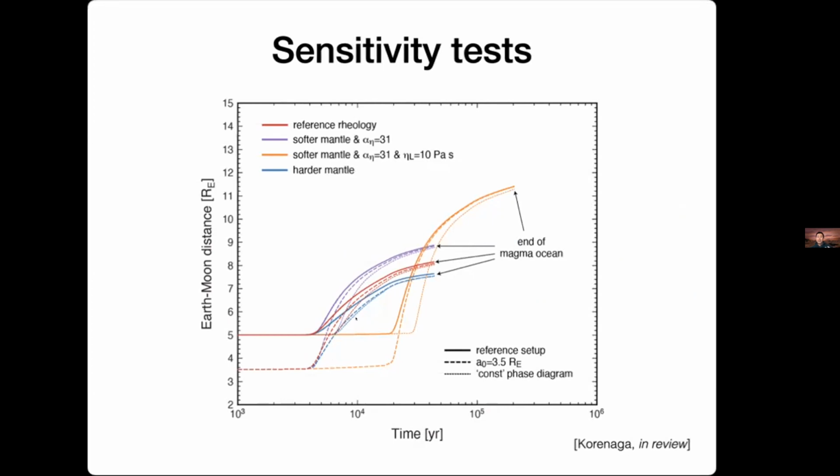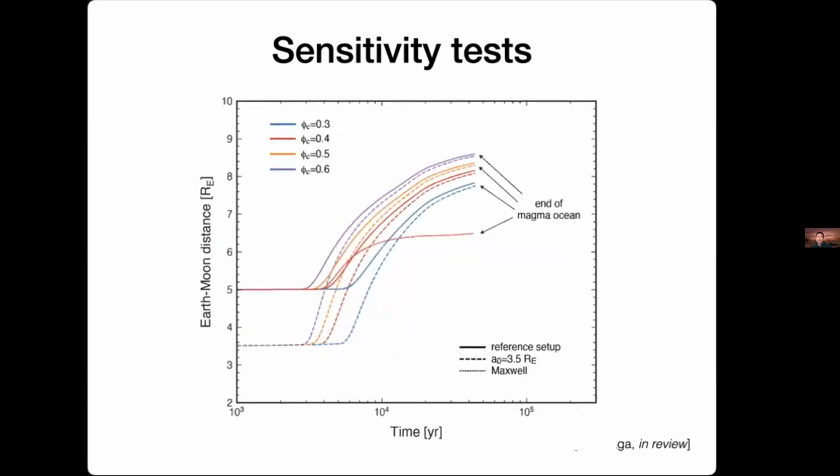So in general, greater recession requires weaker mantle rheology or higher melt viscosity. But even if we make the mantle as soft as possible within these uncertainties and use the highest possible melt viscosity, the Moon can get to only about 11 Earth radii at the end of solidification. And this should be seen as a highly unlikely end-member situation, because it's really difficult to justify this high melt viscosity of 10 Pascal seconds, which is not appropriate for peridotitic melt.